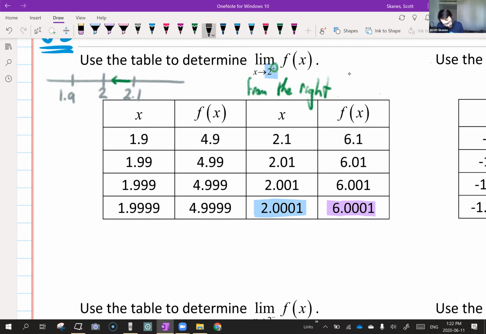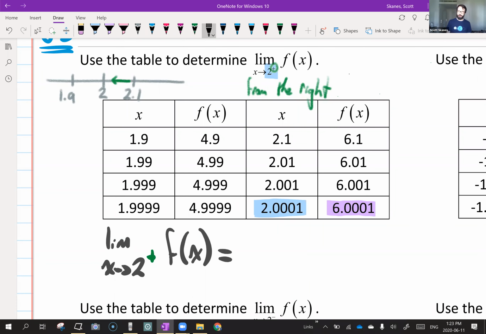So, with that in mind, the limit as x approaches 2 from the right, and it's from the right, that's why we have a positive, of our function, we don't know what it looks like, and it doesn't matter because it's giving us the y values. What is the answer? What is it trying to get to? What is it getting closer and closer to? What is the limit, in other words? 6.